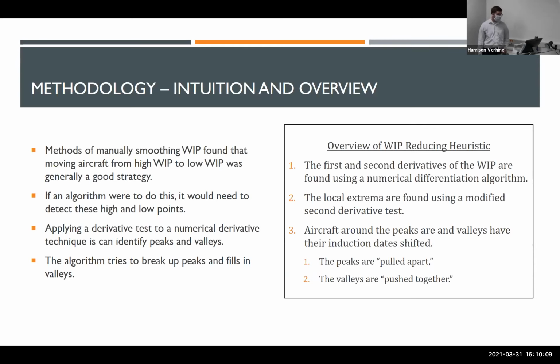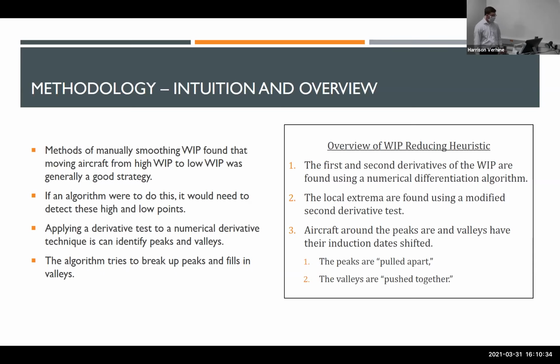to shift aircraft around. Derivative tests, as we discussed, can identify local extrema, and these can be used as the susceptible high and low points. The heuristic will be trying to identify the maxima to break them up and identify the minima to fill them in. I'll be referring to these maxima as peaks and the minima as valleys. That intuition is nearly the entire algorithm, but I've also provided an overview.